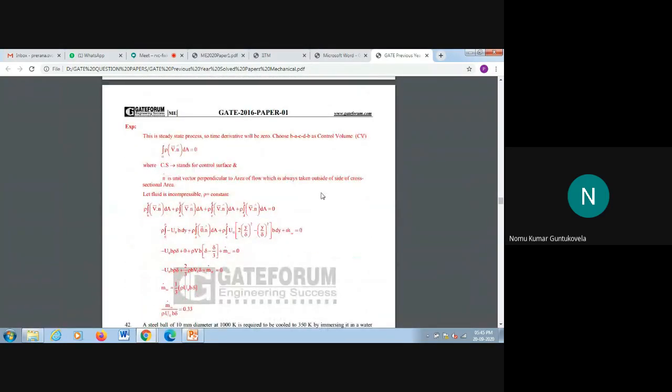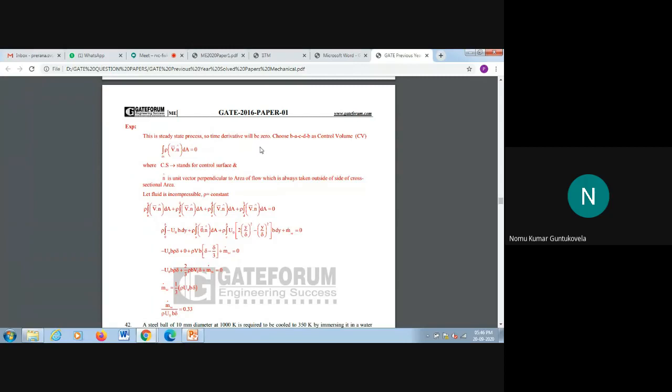So the basic formula is the integral of flow with respect to V bar n with respect to dA equals 0. Here we are having the steady process.